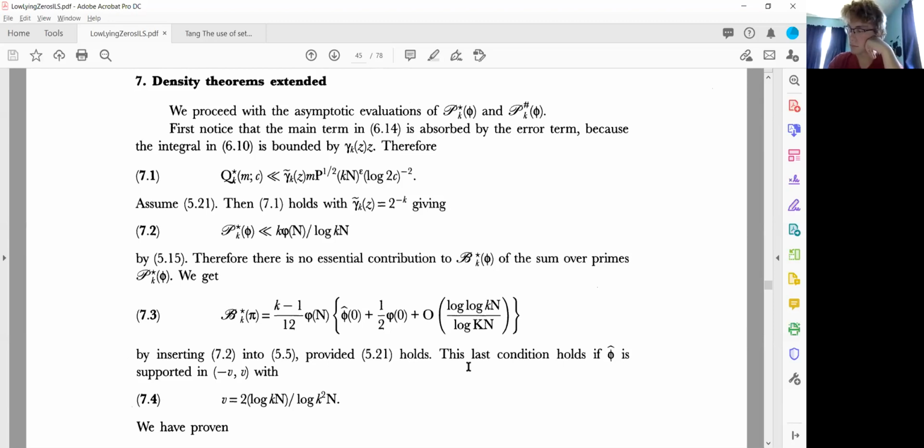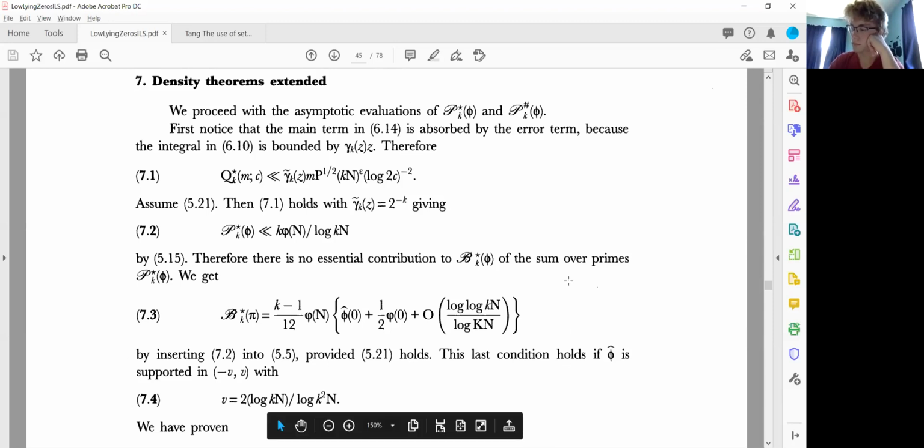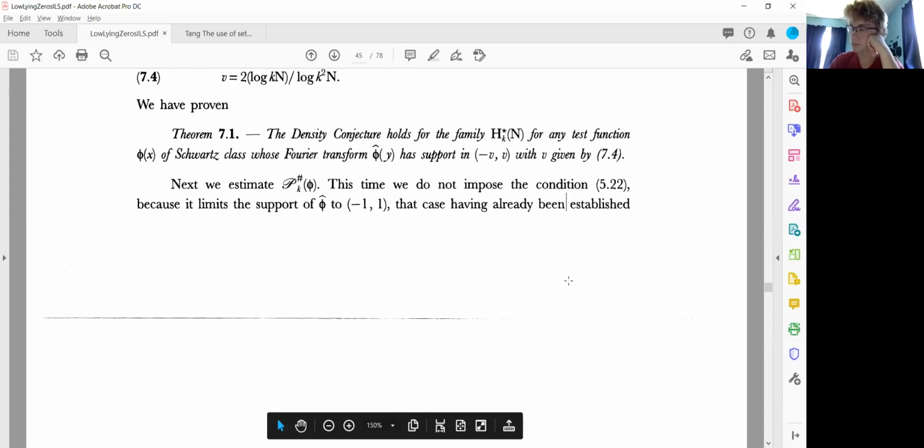This is the orthogonal family when we're not splitting by the sign of the functional equation. If, however, you let the weight go to infinity and the level be fixed, then it's much worse. Then you only get support up to 1. That's what theorem 7.1 is. So if we don't split by sign, we get up to -2, 2.